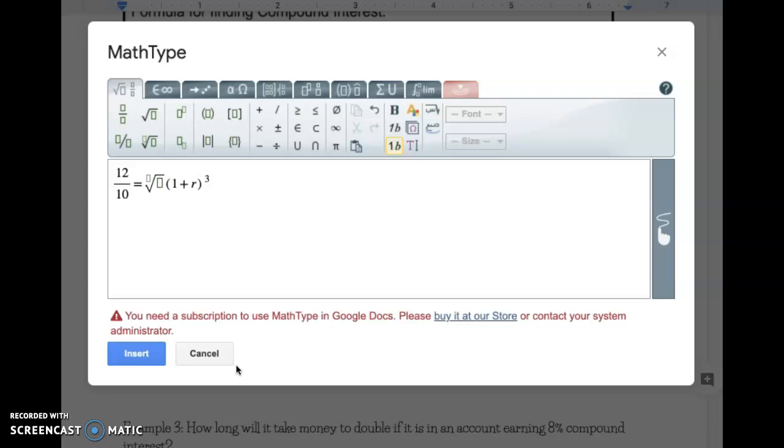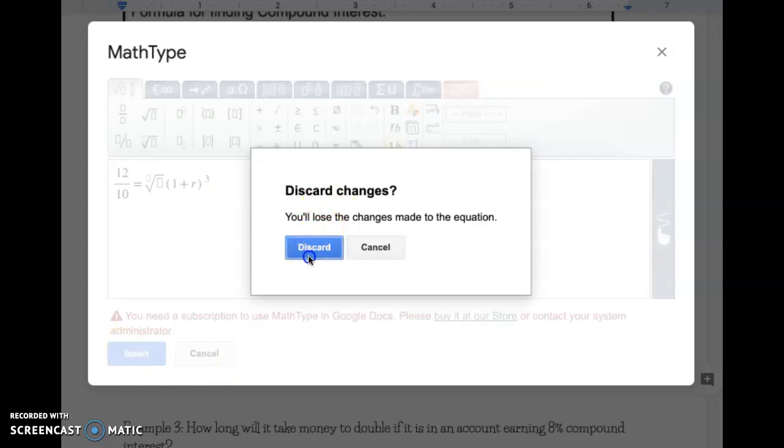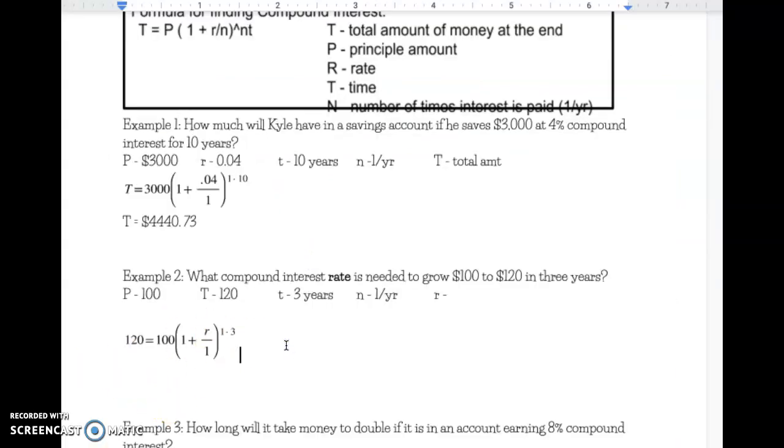And when I throw this in, give me just a minute to do that, I will get 1.06 on my left side. Now to solve for r, all I have to do is subtract that 1 away, and I end up getting r equals 0.06. When we turn that into a rate by moving the decimal place, we find that we would need a 6% rate in order to make that $120.